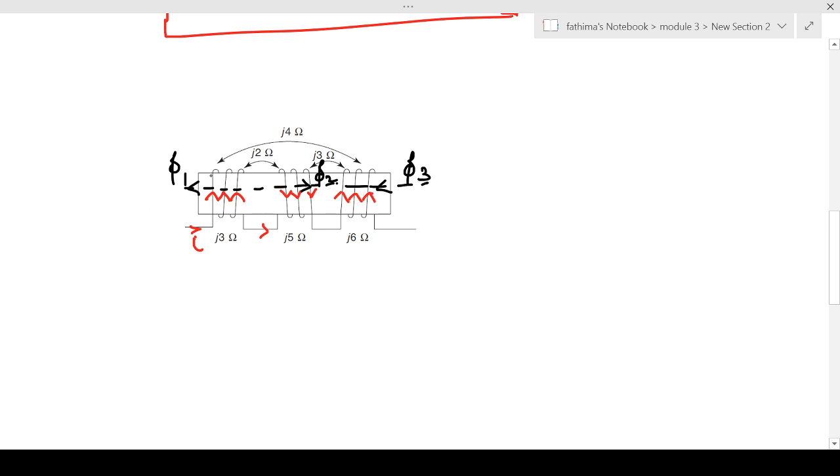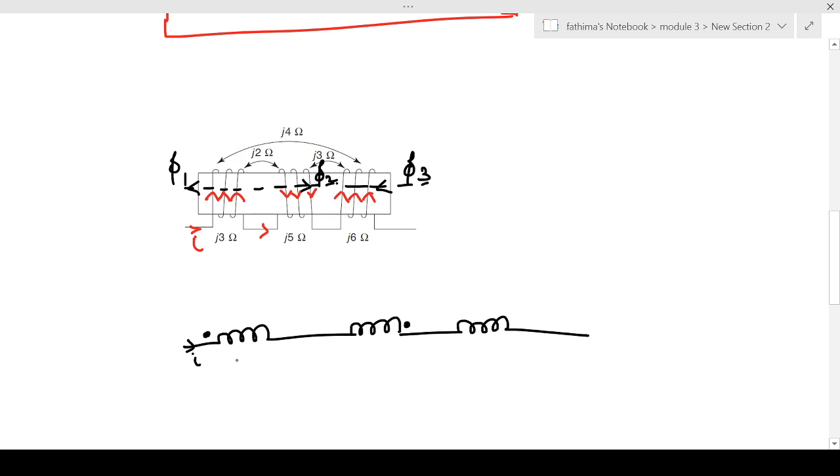Now we can see that the fluxes phi 1 and phi 3 are aiding each other, and the flux phi 1 and phi 2 are opposing each other. Also the flux phi 2 and phi 3 are also opposing each other. So we can draw the dotted equivalent circuit. So we can show the 3 coils in series. So the 3 coils are connected in series, and we know that the flux of the first coil and the second coil are opposing each other. So that means if I am putting the dot at this terminal, then the current should leave by the dotted terminal of the second coil. So I am putting the dot here.